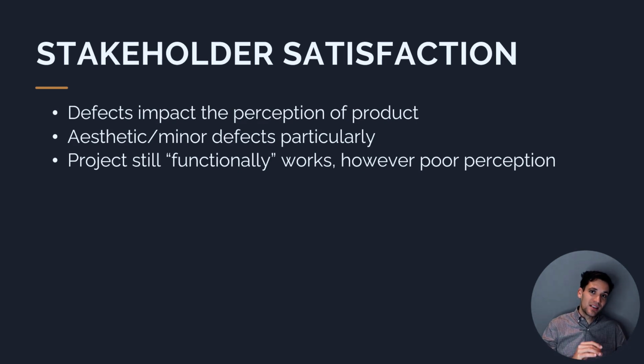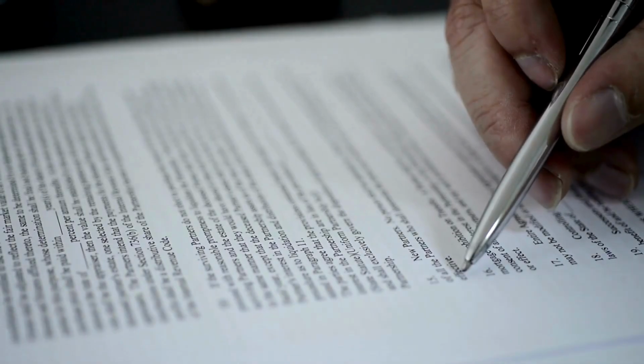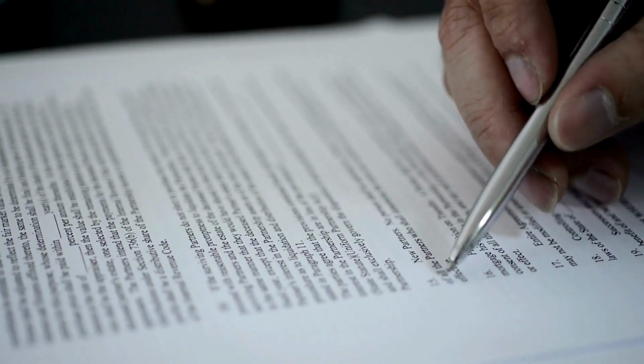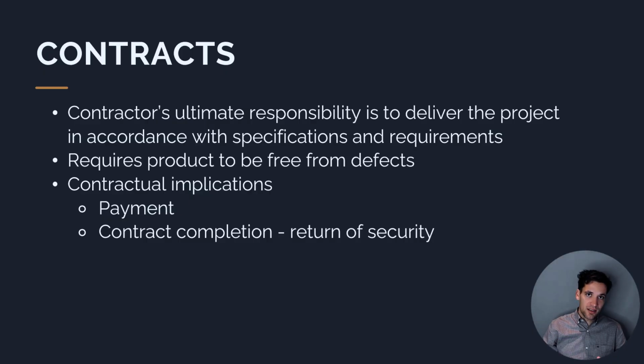So stakeholder satisfaction and defects are also directly related. Next, defects have important commercial implications. So when we're talking about the contractor building the project, they're ultimately responsible for delivering the project in line with the requirements and specifications. This requires them to produce product that is free of defects, because ultimately they're getting paid to deliver what the project specifications and requirements say they need to do.